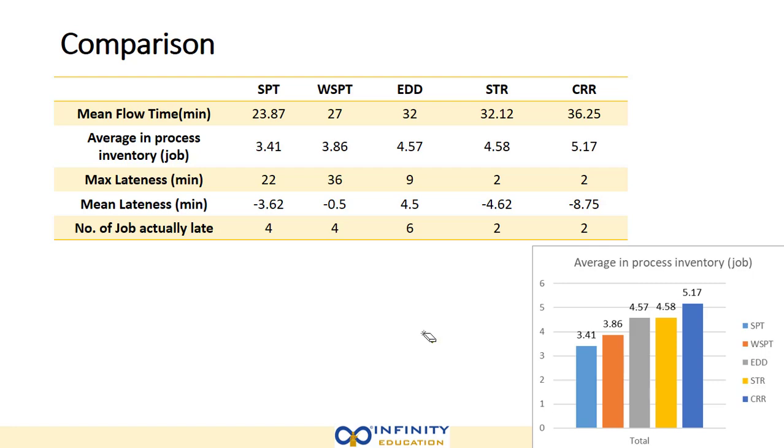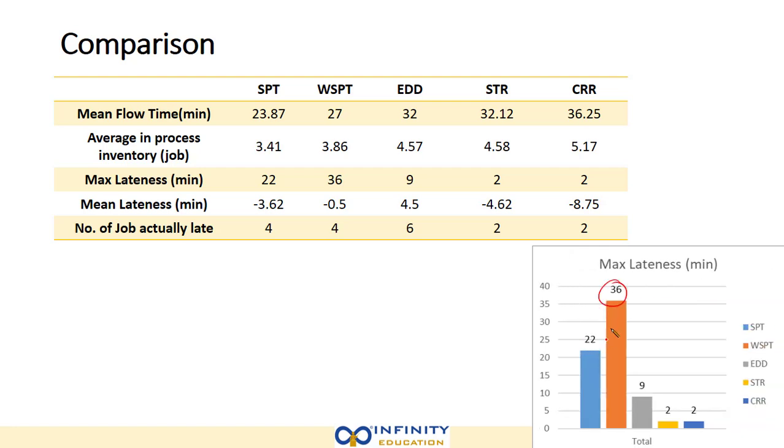The next one is maximum lateness. As you can see, SPT and WSPT have the maximum lateness. So this is the requirement for EDD, to reduce the maximum lateness in the system, which is 9. And STR and CRR are extensions to this method, which are also used to minimize the maximum lateness.